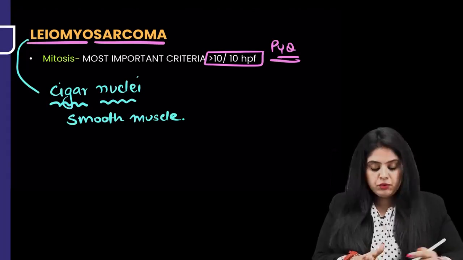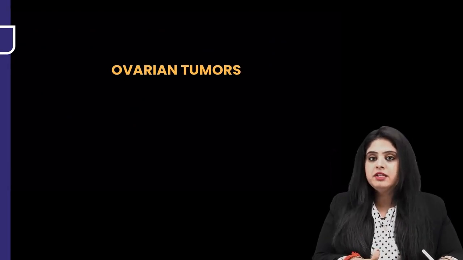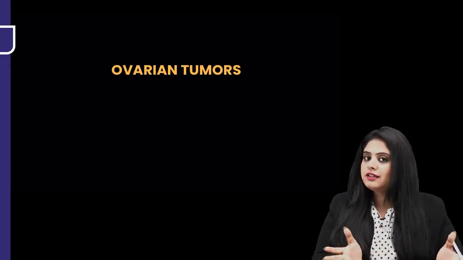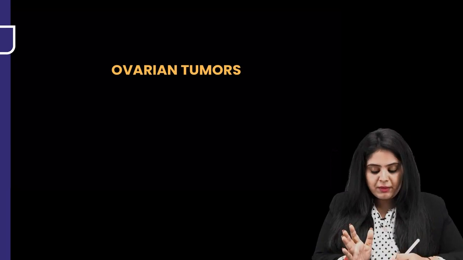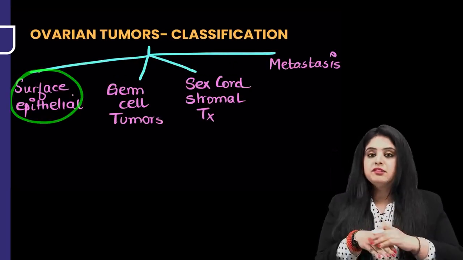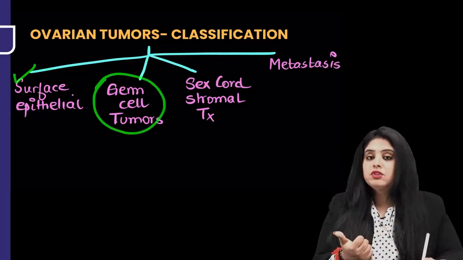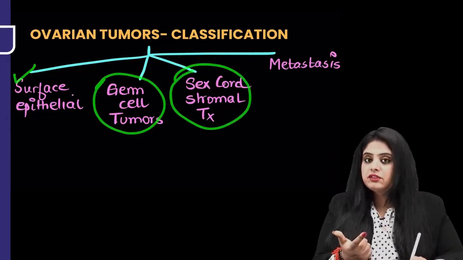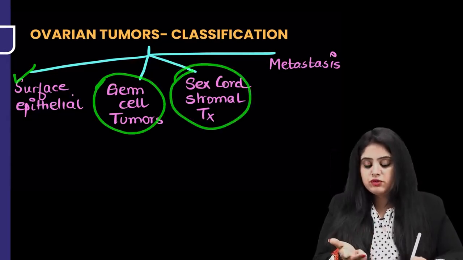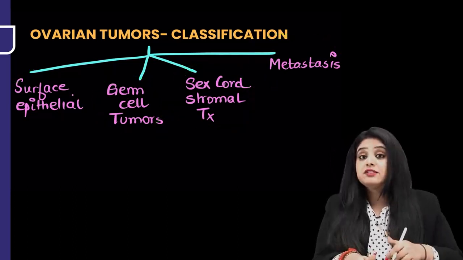So that was a quick review of this, and now we're going to start off with the next and the main topic, and those are the ovarian tumors. So now first I'll tell you the classification, and for each of them I've got a table. So what is the classification? Either the tumors arise from the surface of the ovary, so they are surface epithelial tumors, or they arise from the germ cells and the follicles, so germ cell tumors, or they arise from the sex cord stromal elements, so sex cord stromal tumors, or they are coming to the ovary by metastasis, that is Krukenberg tumor.